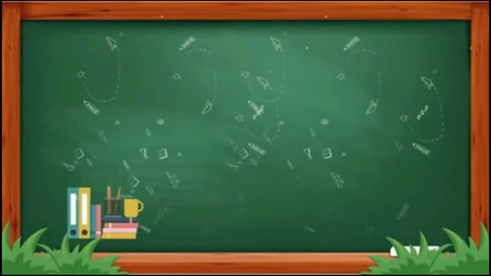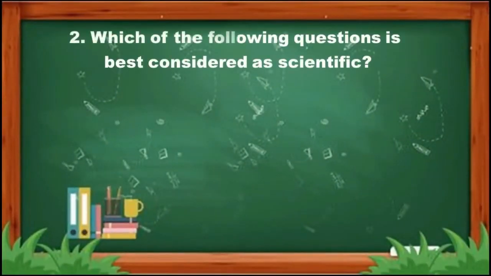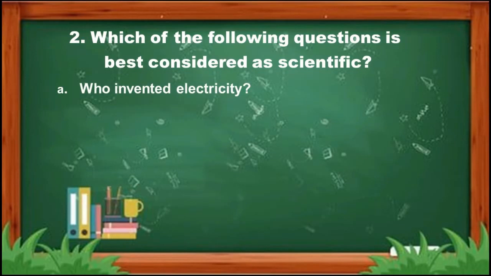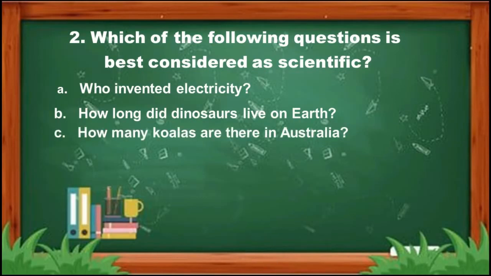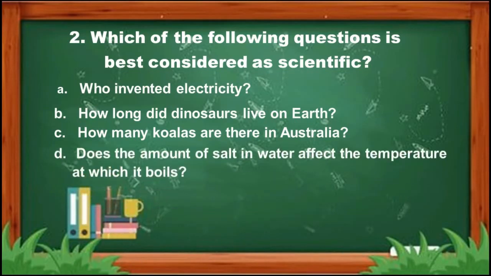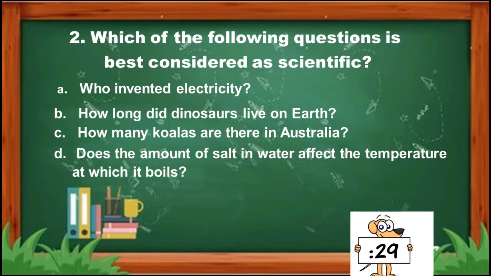Number 2. Which of the following questions is best considered as scientific? A. Who invented electricity? B. How long did dinosaurs live on Earth? C. How many koalas are there in Australia? Or D. Does the amount of salt in water affect the temperature at which it boils?